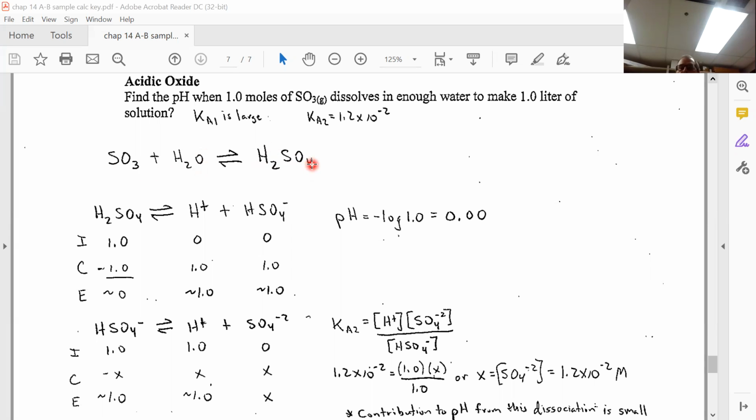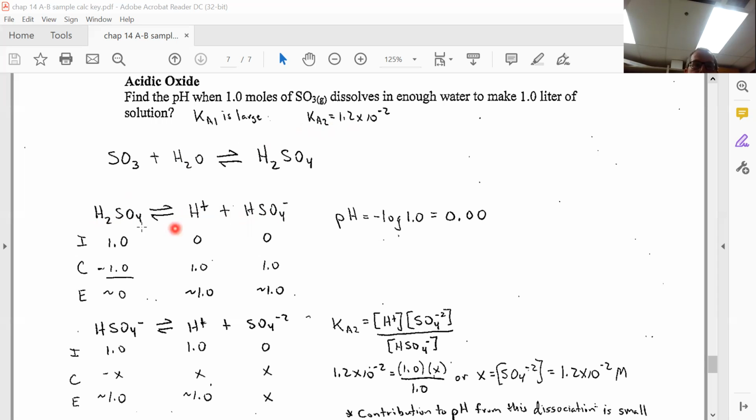All right, H2SO4 is a strong acid, but it's only strong for getting rid of the first proton. So that's where the Ka1 is large. Getting rid of the second proton, it's not a strong acid, but for a weak acid, it's on the stronger side for getting rid of that second proton. So let's look at this: H2SO4 breaks up into H+ and HSO4-, and we'll look at it one step at a time.